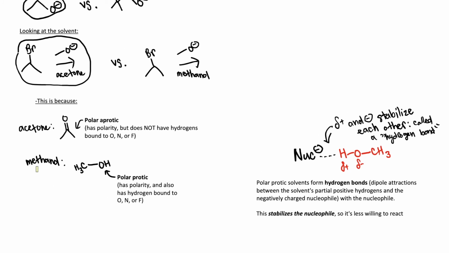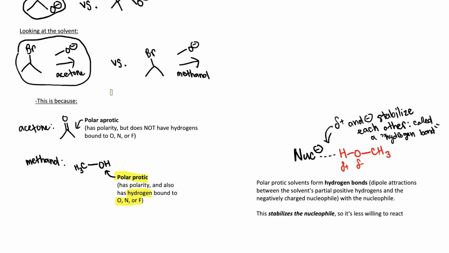So say we have a reaction where our nucleophile is present in solution with acetone compared to it being present in solution with methanol. So methanol is an example of a polar protic solvent, meaning there's polarity in the solvent molecule, and the solvent also has hydrogens that are covalently bound to oxygen, nitrogen, or fluorine. Methanol here has a hydrogen that's bound to oxygen, so it's polar protic.